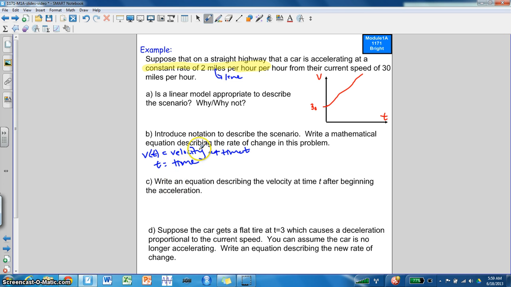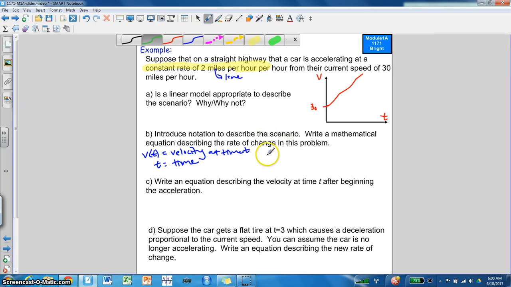Okay. Alright, so the second part of the question says to write a mathematical equation describing the rate of change in this problem. Well, what is changing? The car is accelerating, so if it's accelerating, that means the speed or the velocity that I'm experiencing is increasing at 2 miles per hour. And again, that's just a unit, so really we could say that the velocity is increasing at 2 miles an hour.